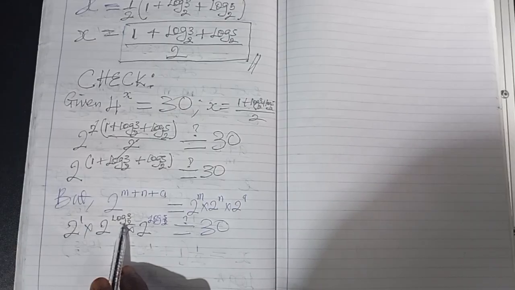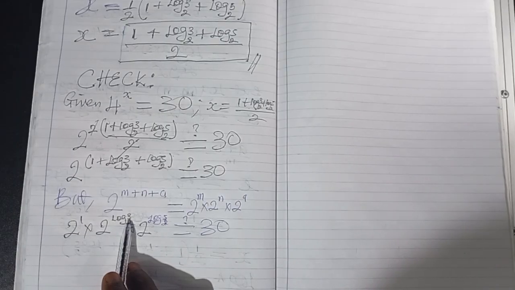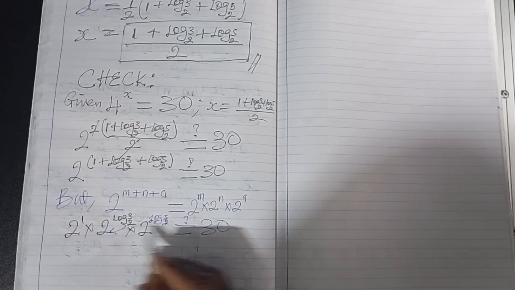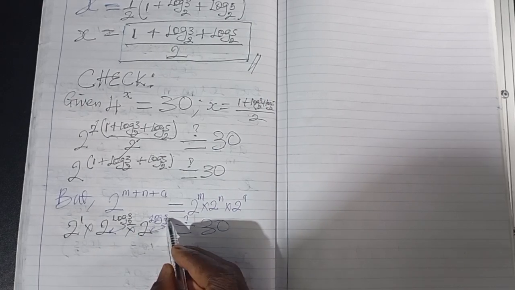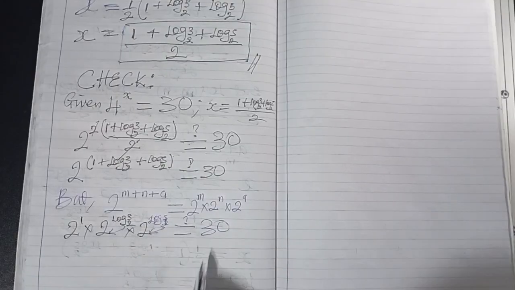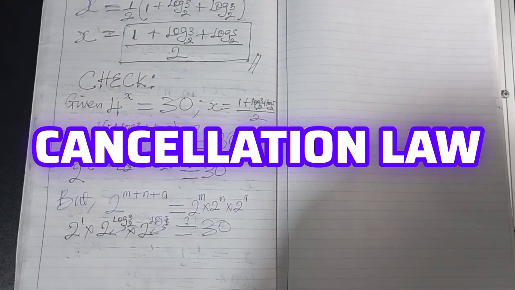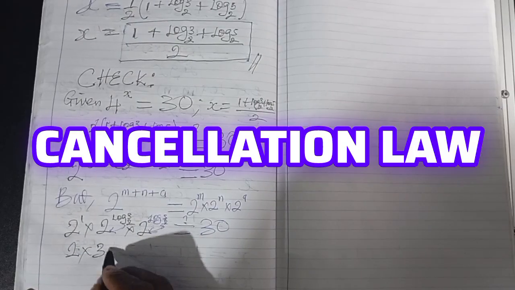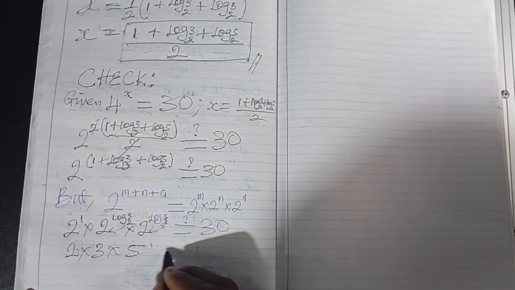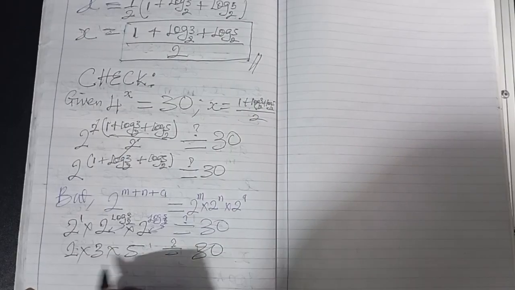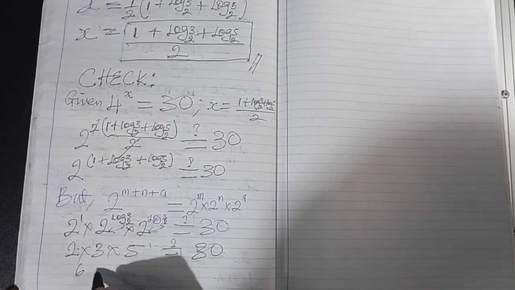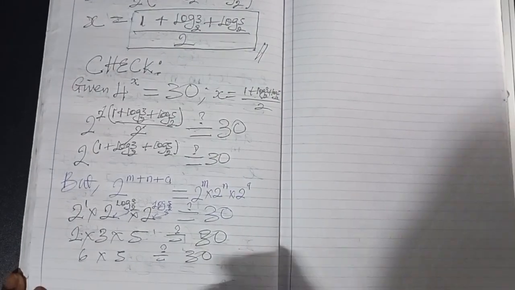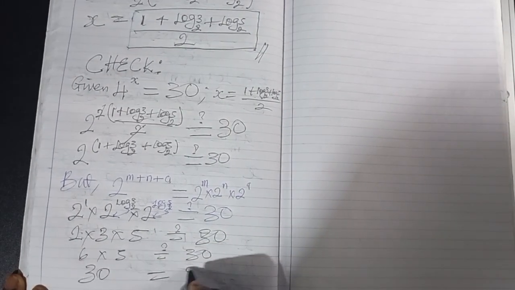When the base of a number and the base of a logarithm are the same, then the answer will be the number inside the logarithm. Here their bases are the same, so the answer will be 3, and here the answer will be 5. We call it the cancellation law or inverse property of logarithm. So 2 raised to power 1 is 2. Multiply it by 3, multiply it by 5. Is it equal to 30? So 2 times 3 is 6, multiplied by 5. Is it equal to 30? So 30 here is equal to 30.